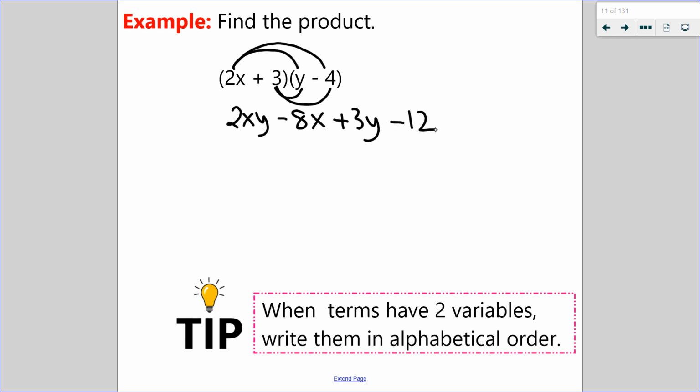Now, nothing to combine there because there are no like terms, but because I do have 2 variables, little tip for you at the bottom there, when you have terms that have 2 variables, just make sure your variables are in alphabetical order. So x and y is in alphabetical order already, so that would be my final answer.